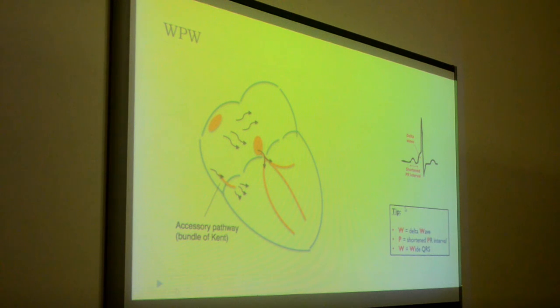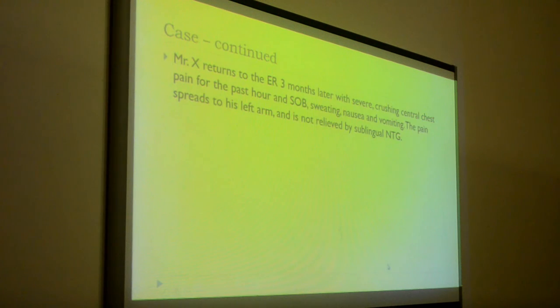This is a mnemonic to help you remember this. Wolff-Parkinson-White: Delta wave, W, PR interval is short, wide QRS. Okay? This is the delta wave. You see the early depolarization on one side, because this side gets depolarized early, and you get the delta wave. Okay. Clear? So here, the PR interval is short because now it's not going through the AV node. It's going through a faster way, which is the ventricle. And this is a mnemonic to help you remember Wolff-Parkinson-White.